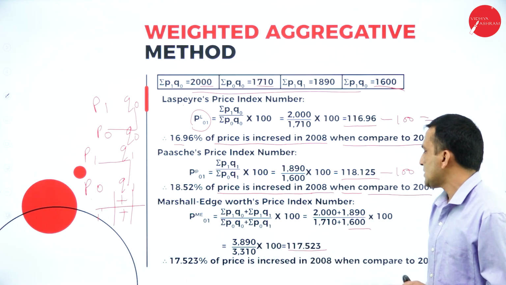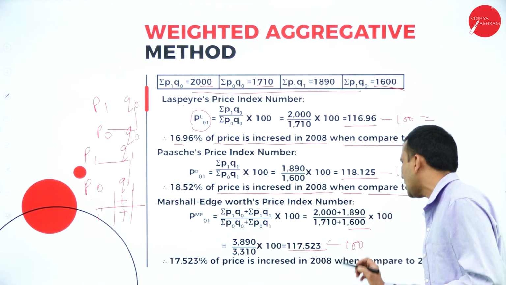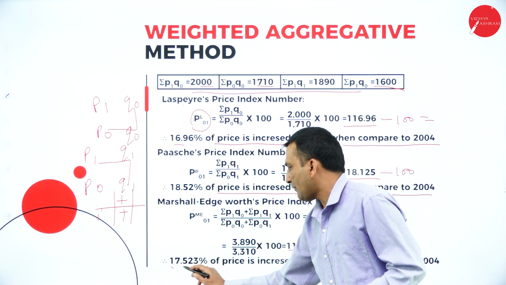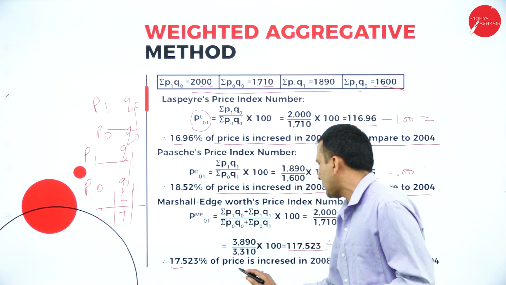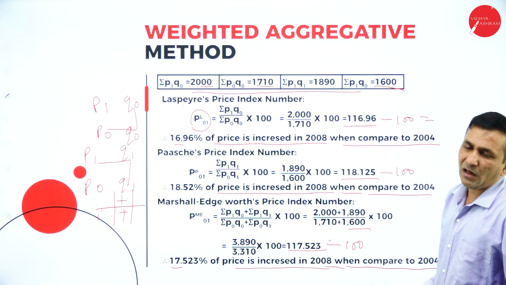That is 117.523. You have to subtract 100. The difference is 17.523%, meaning the price has increased in the current year when compared to the previous year, the base year.